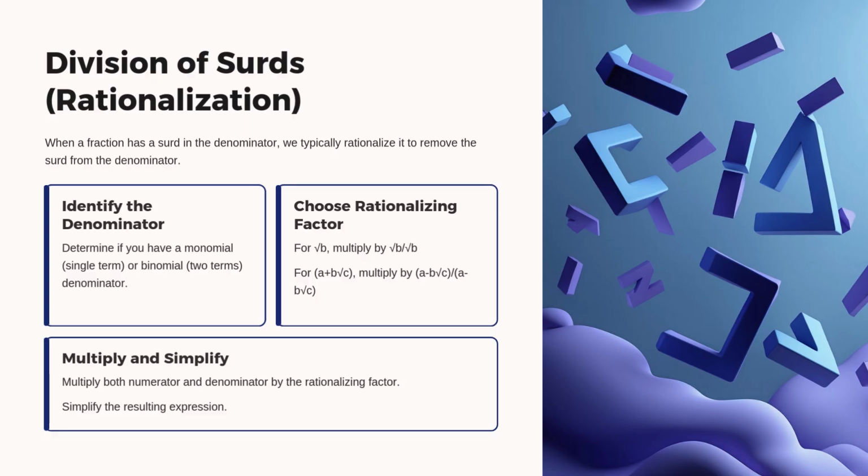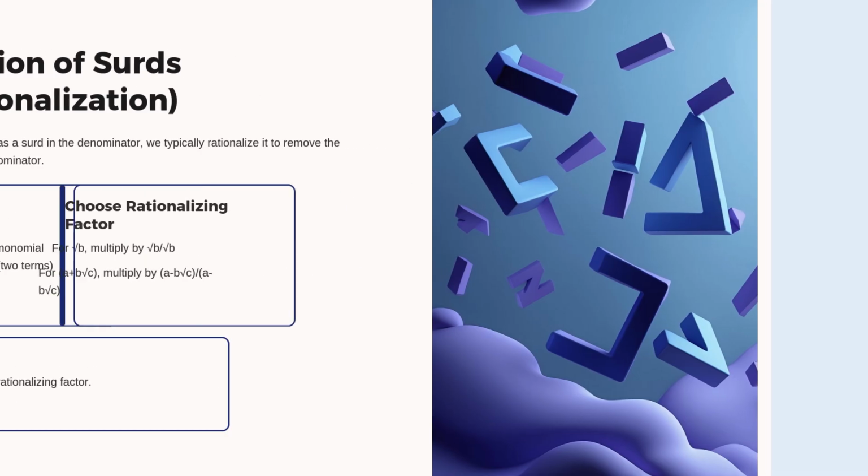Multiply and simplify. Multiply both numerator and denominator by the chosen rationalizing factor. This is obtained to maintain the equality of the fraction. Simplify the resulting expression. This is obtained by performing all multiplications and combining like terms to produce a simplified fraction without a surd in the denominator.